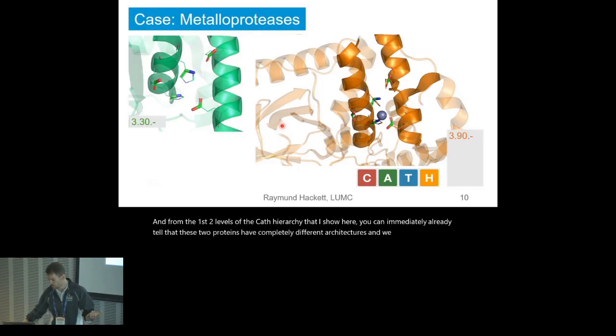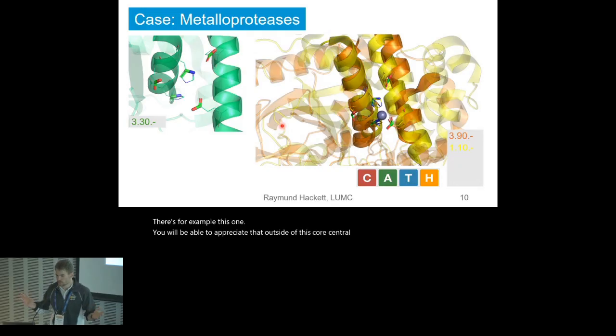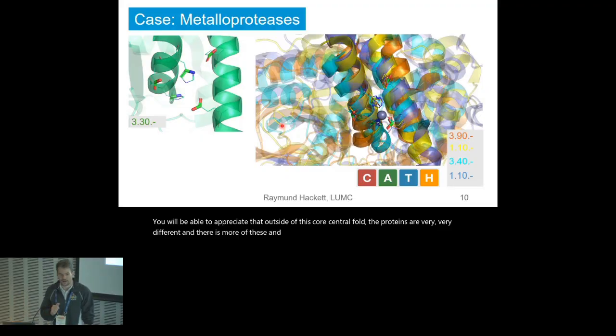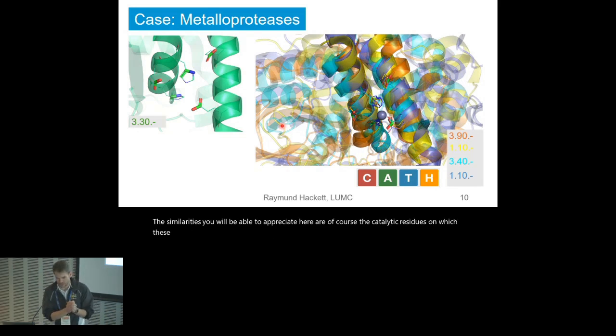And we find more examples. There's, for example, this one. You'll be able to appreciate that outside of this core central fold, the proteins are very, very different. And there's more of these and more. The similarities you will be able to appreciate here are, of course, the catalytic residues on which these protein structures are aligned. And when you do this alignment, you also see a similarity in the secondary structures around this active site, notably these 2 anti-parallel helices.